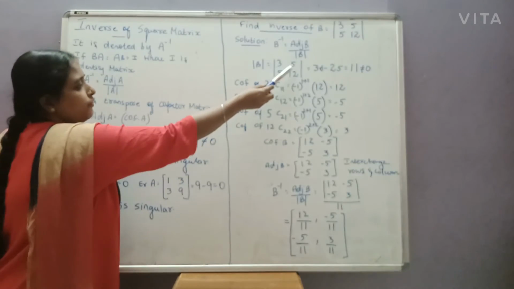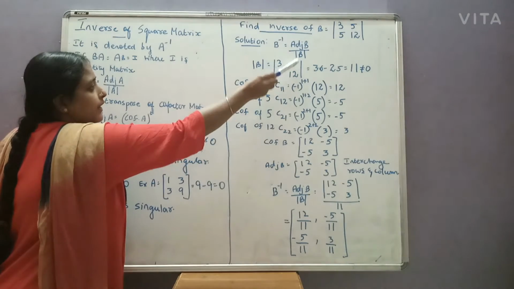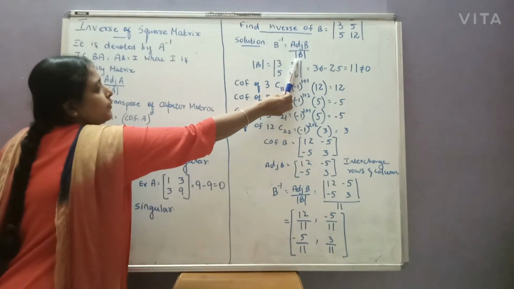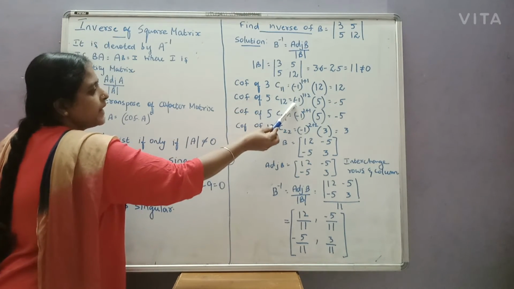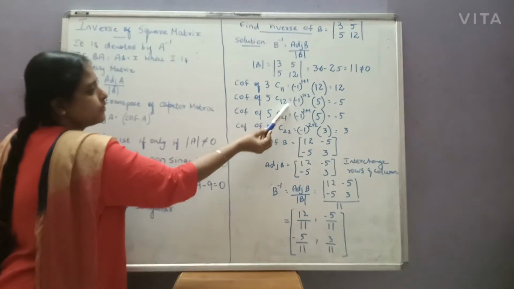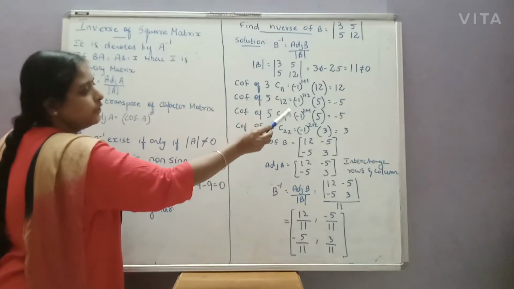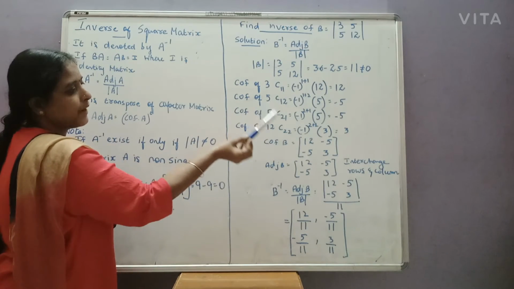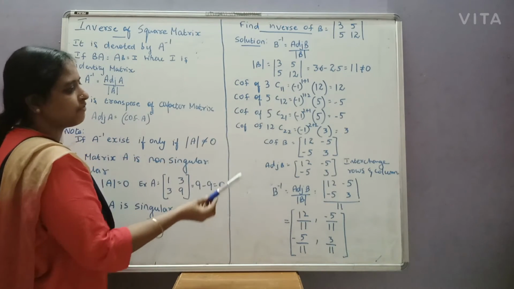Cofactor of 5 in the first row. You have to hide this row and this column. You will be getting 5 alone. So minus 1, first row, second column. So 1 plus 2 is 3. Minus 1 into minus 1 into minus 1 is minus. So minus into 5 is minus 5.